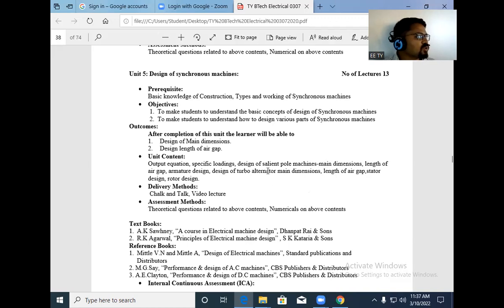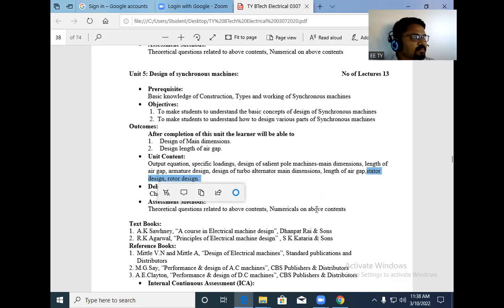Design of turbo alternator. Now into the bracket, write down main dimensions, comma, length of air gap, comma, stator and rotor design.